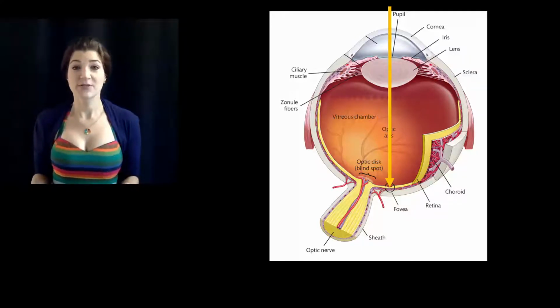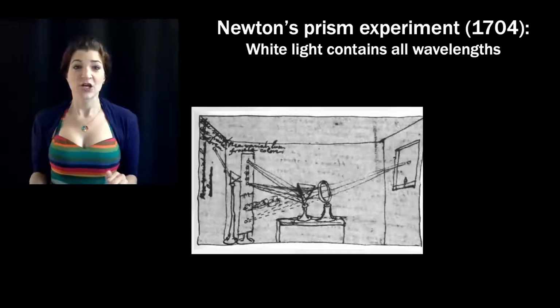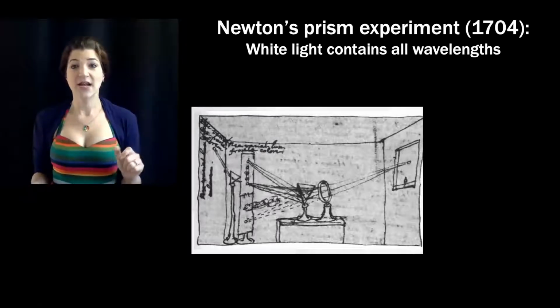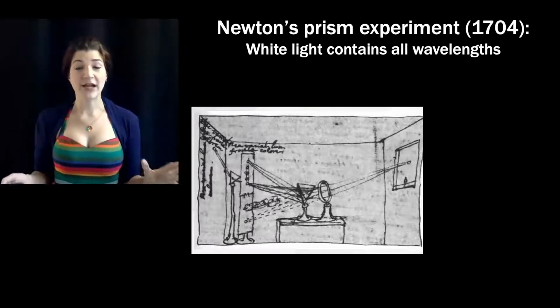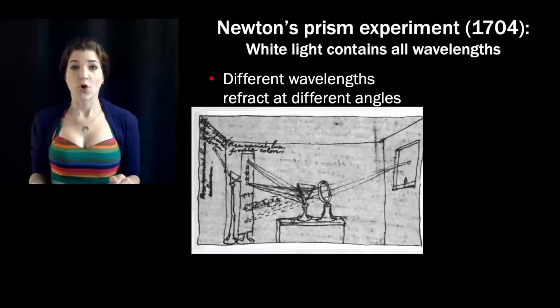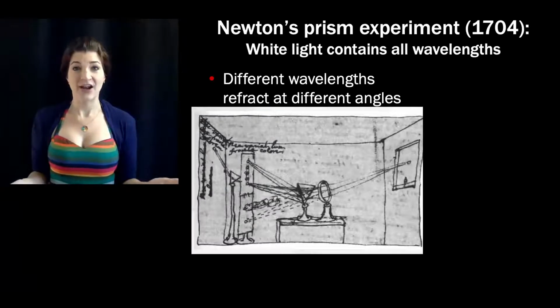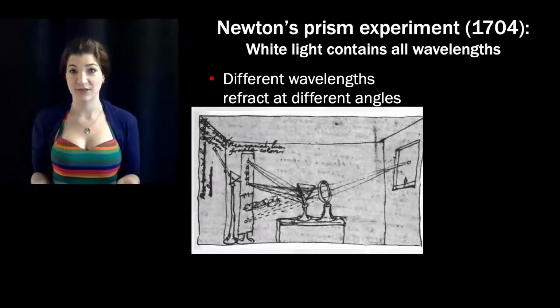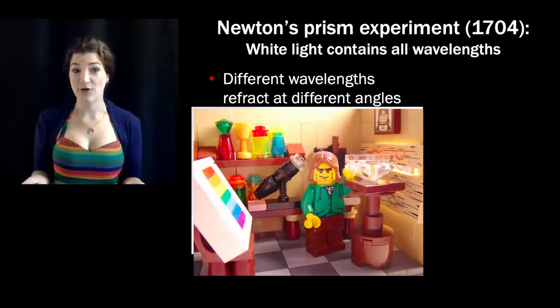The study of color goes back literally hundreds of years. So Isaac Newton in the early 1700s shone sunlight through a prism and revealed a rainbow on the other side. This occurred because different wavelengths refract at different angles. So when you shine white light through a prism, you reveal all of the colors that are contained within because those wavelengths of light bend differently from one another. Here's what it looks like in Lego form.